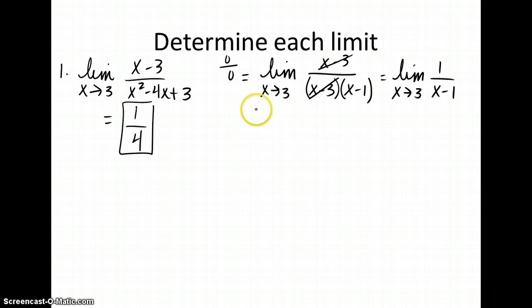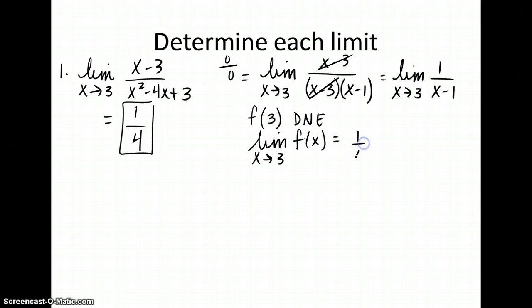Now think about our notes from section 1-2. The existence of the function, so f of 3 doesn't exist because direct substitution didn't give us a real value. But the limit of the function still exists. Remember that we don't need one in order for the other to exist.